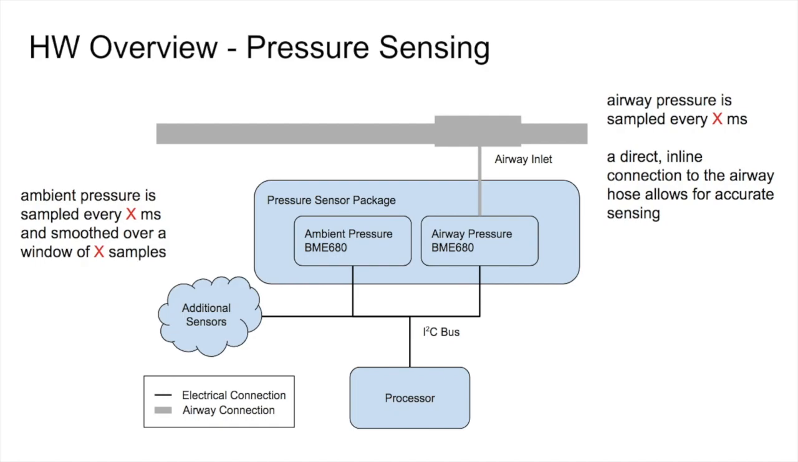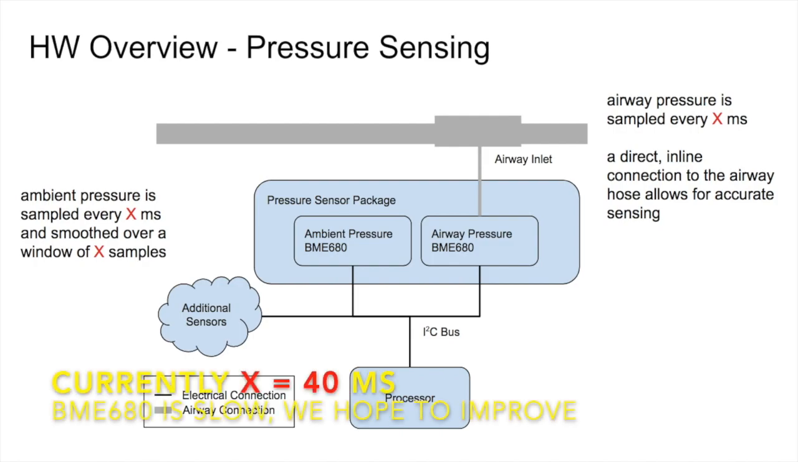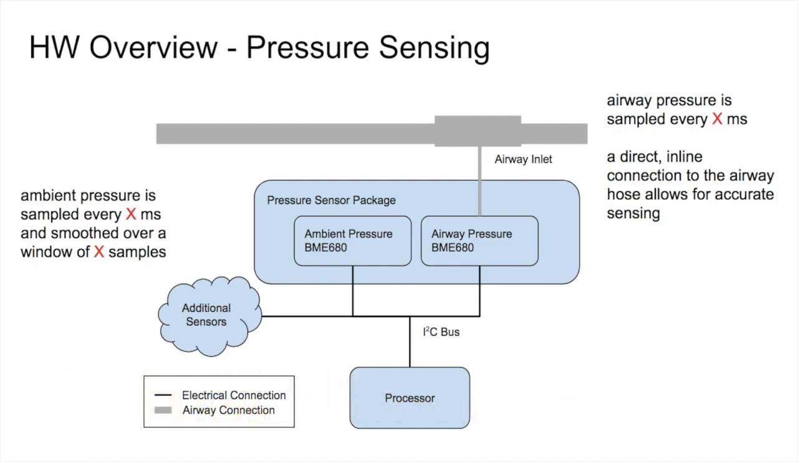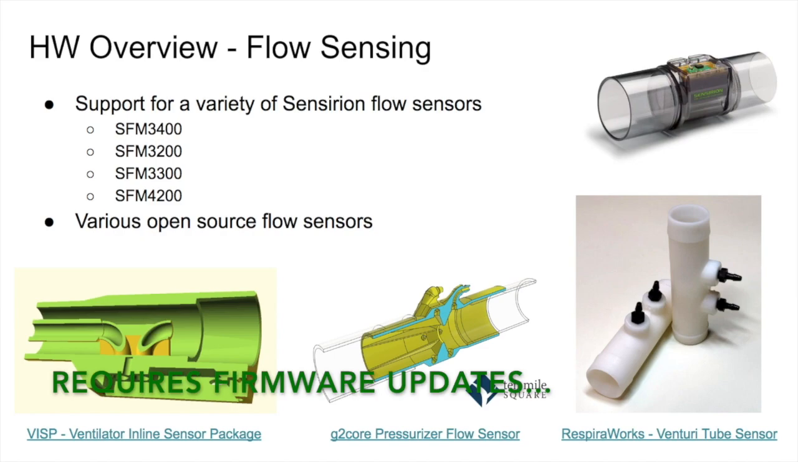So as I mentioned, pressure sensing is done using the BME 680 sensor from Bosch. We have two of these sensors, one in charge of collecting ambient data and one in charge of collecting the airway pressure. By subtracting the two, we're able to find the differential pressure, which allows us to calculate when inhalation and exhalation occurs.